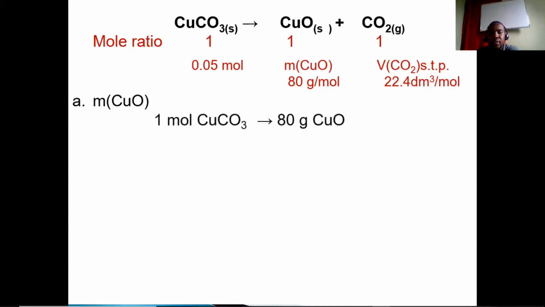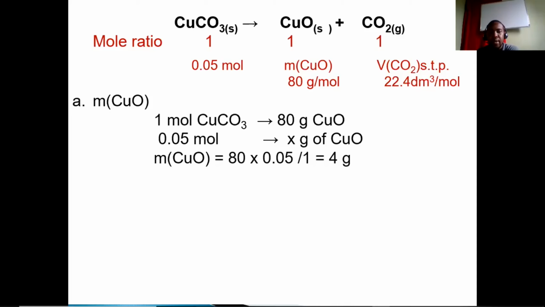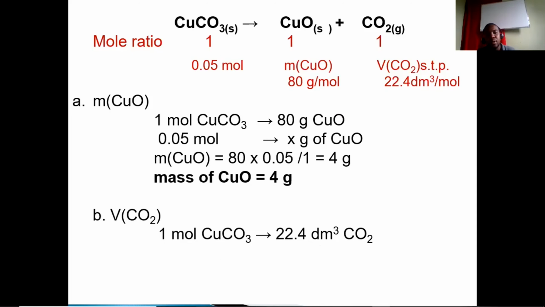right? So therefore, we know that 1 mole of copper carbonate gives us 80 grams of copper oxide. So in that case, 0.05 mole of copper carbonate would give us X grams of copper oxide. We cross multiply, that gives us 80 times 0.05, and we get 4 grams of copper oxide that will be produced. All right, so that's clear for everyone? Yeah. All right, great.